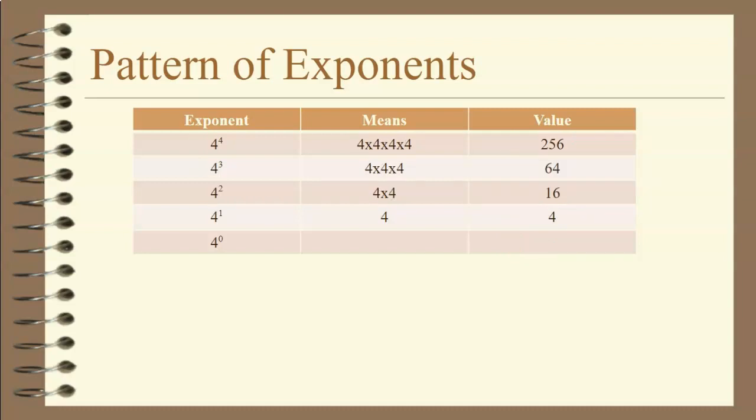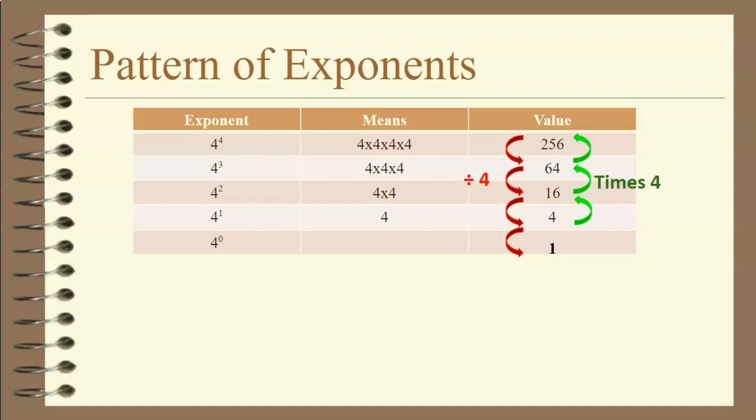Let's look at another example. Here we've got 4. So we've got 4 to the fourth power, 4 to the third, 4 to the second, 4 to the first. So if we're moving up, we're multiplying by 4. We're doing times 4. 4 times 4, 16. 16 times 4, 64, and so on. If I'm moving down the table, I'm dividing by 4. 16 divided by 4 is 4. And 4 divided by 4 is 1. So 4 to the 0 power is 1.